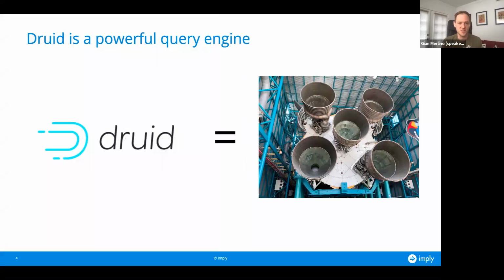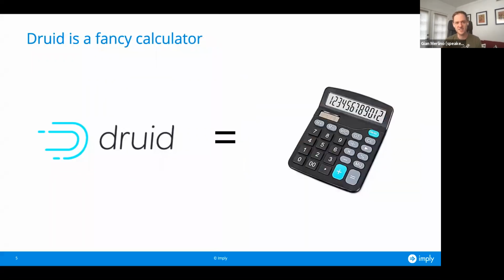So orientation, what is Druid? Druid is a query engine. We like to think of Druid as a rocket ship, goes really fast. But what Druid really is, is not a rocket ship, it's a fancy calculator. So this is a more accurate picture. Druid is a big calculator that lives in the sky, and its purpose is to add numbers up really, really quickly.